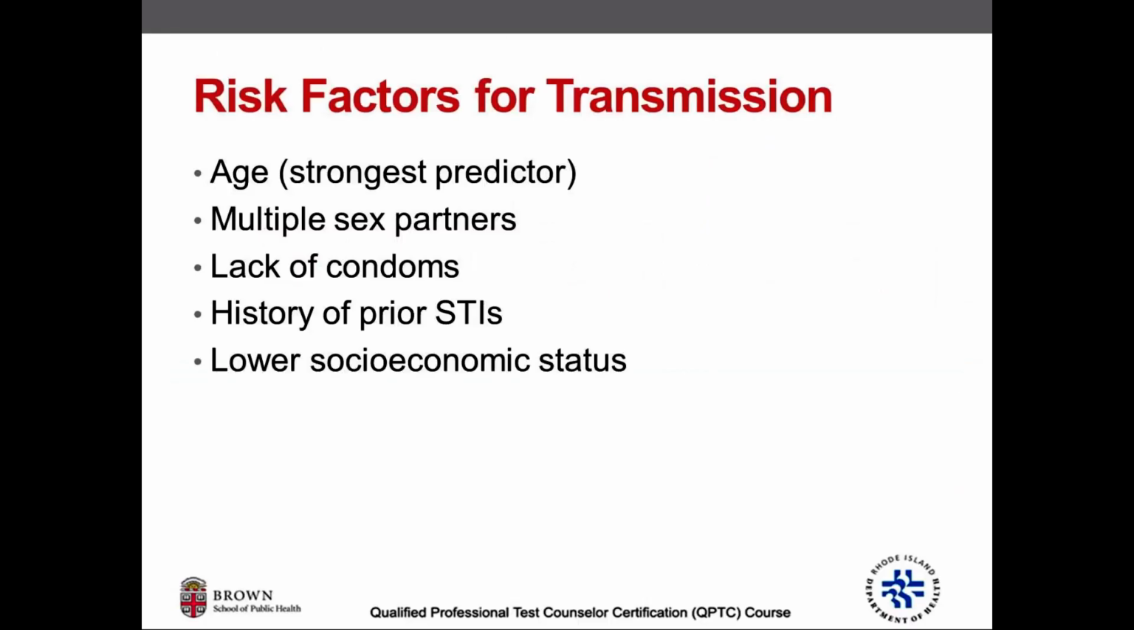Risk factors for transmission of chlamydia. Age is the strongest predictor, meaning that those who are younger are most likely to be diagnosed. Those with multiple sex partners, people who don't use condoms, having a prior STI also increases your risk, as well as those from lower socioeconomic status.